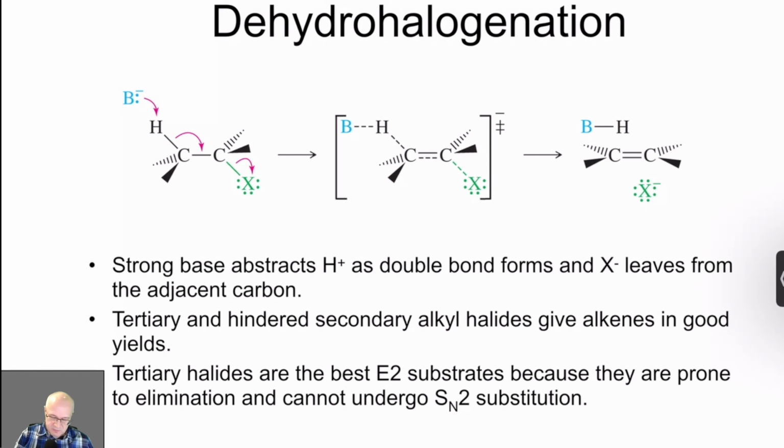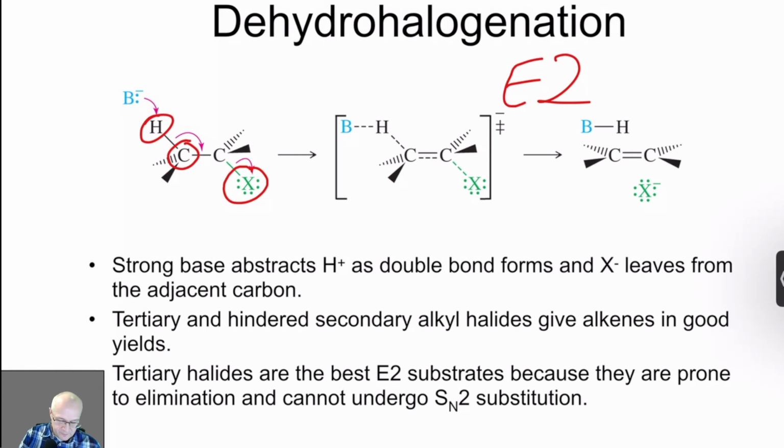Dehydrohalogenation is essentially undergoing an E2 reaction. A strong base will take off a proton from a carbon adjacent to a carbon with a halogen. In other words, here's our halogen, there's the carbon adjacent to it, and there's a proton. It can deprotonate it. Tertiary and hindered secondary halides give alkenes in great yields because they'd rather do an E2 than an SN2 for steric reasons.